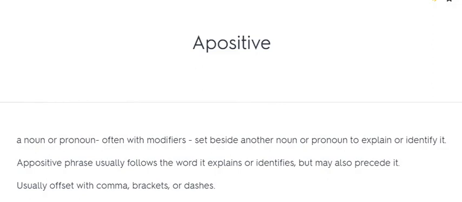Appositive. A noun or pronoun, often with modifiers, set beside another noun or pronoun to explain or identify it. An appositive phrase usually follows the word it explains or identifies, but may also precede it, usually offset with commas, brackets, or dashes.